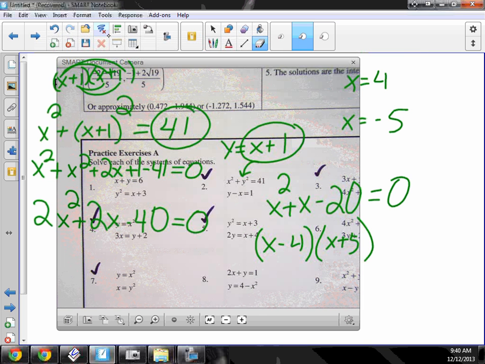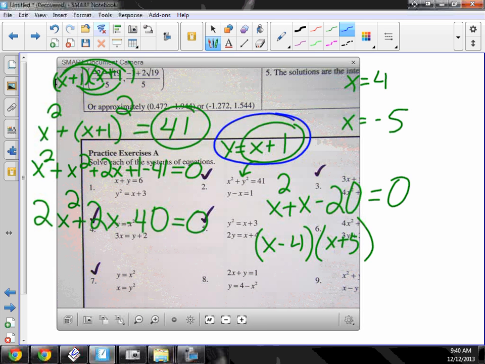To find my y values, I'm going to plug them in here. Because it's x plus 1 equals y. So 4 plus 1 is 5. So the first point is x equals 4, y equals 5. For the second point, negative 5 plus 1 is negative 4. And those are my two intersection points.